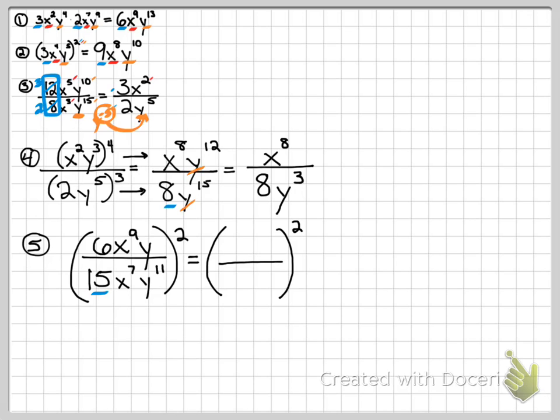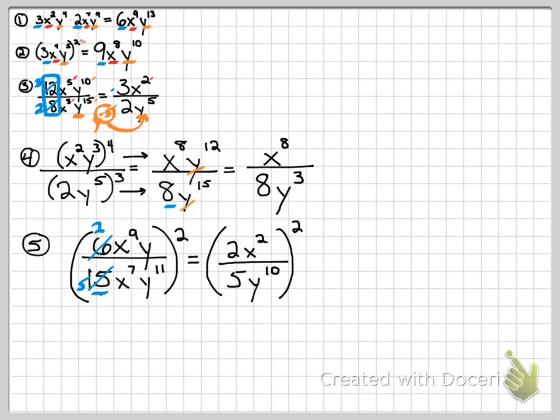Let's reduce the fraction. So for our whole numbers, 6 and 15, I know that 3 goes into both of those. So 3 goes into this twice, 3 goes into this 5 times. So my numbers are going to be 2 over 5. 9 x's on top, 7 on the bottom gives me x squared left on top. 11 y's on the bottom, 1 on the top gives me y to the 10th on the bottom.